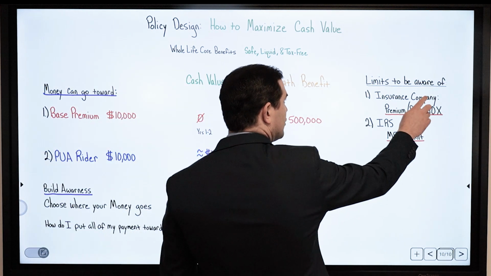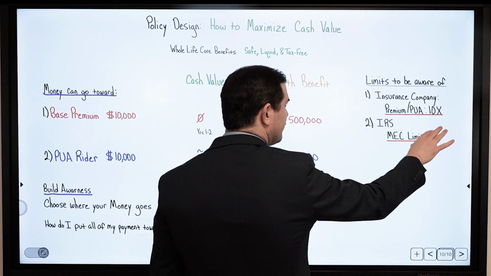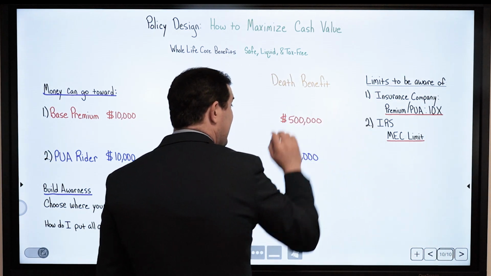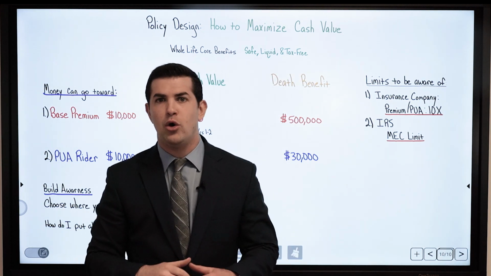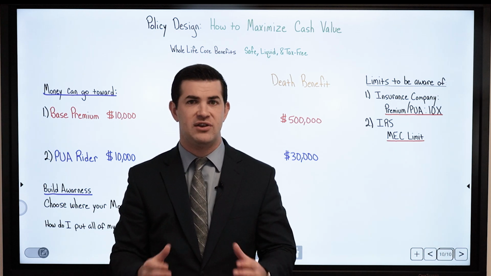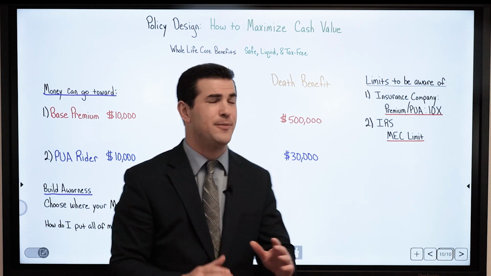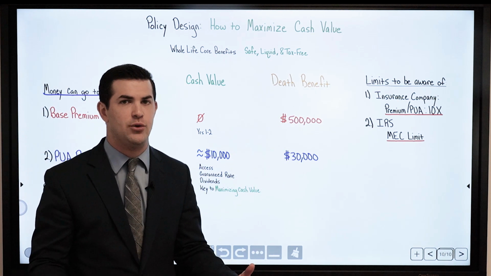So I've got the insurance company limit. They're not all 10x. That's more of a general rule or an average you'll see with the top companies. And the second limit has to do with the IRS. So what is the last core benefit of a whole life insurance policy in respect to the cash value? Tax-free. This is why so many people are attracted to it.